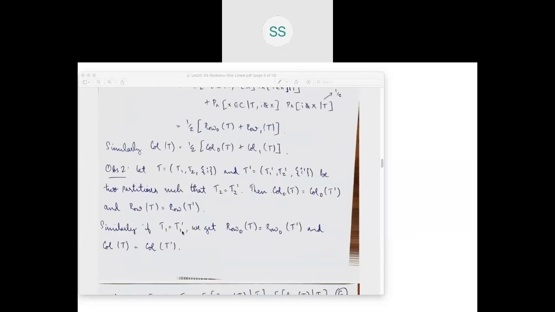Similarly, the same argument in a symmetric manner gives us that if T1 and T1 prime are the same, then you get row 0 of T equal to row 0 of T prime and column of T equal to column of T prime.